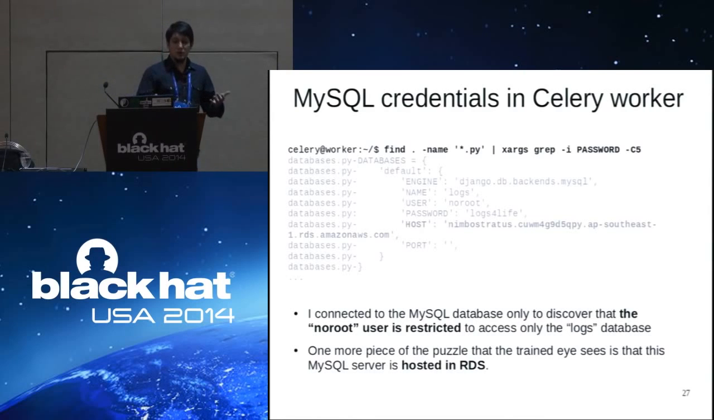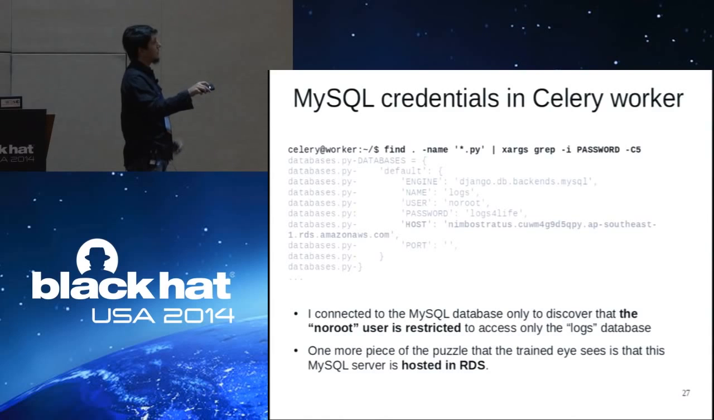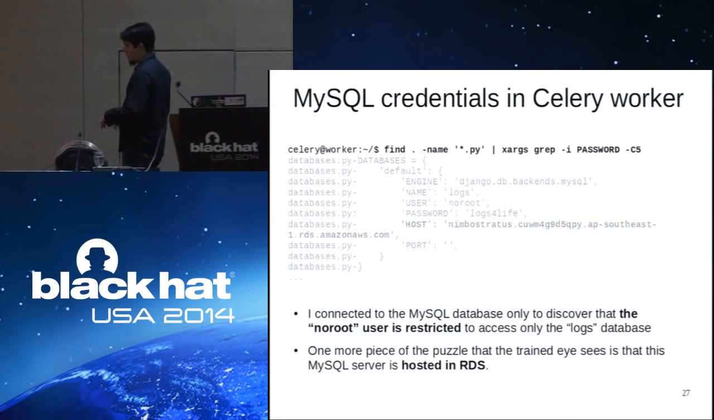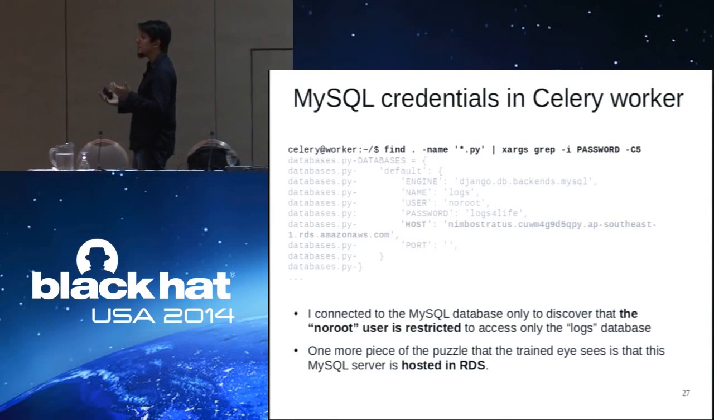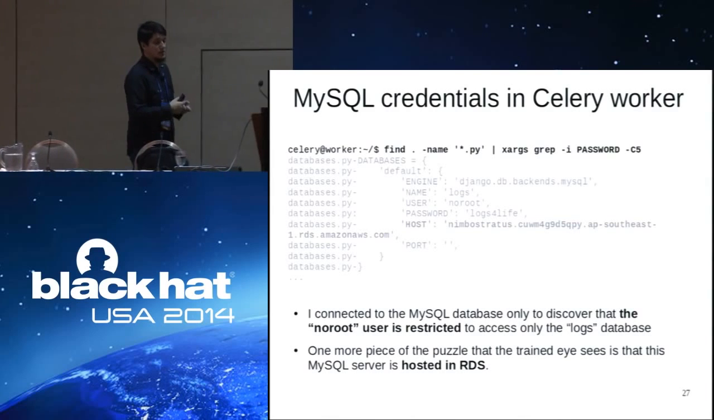And how did I know that? Because if you take a look at the configuration for this worker, it says that the host where this MySQL database is, says something like yada yada yada .rds.amazonaws.com. That means that MySQL database is part of something called RDS. RDS is a managed database that Amazon provides.